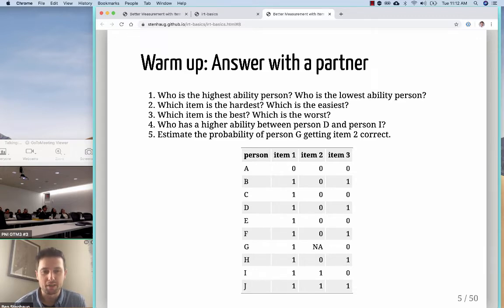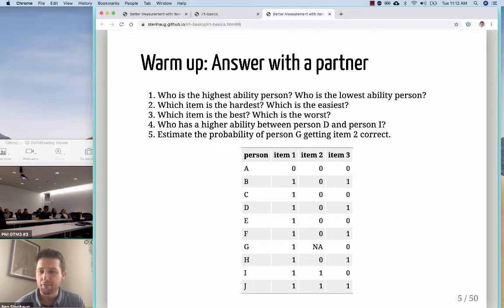Can we make a point the other way? If I'm person D, I'm like, yeah, I got item 2 wrong, but I got item 3 right and you didn't. Why is that less compelling? Because it's less special to get item 3 right. It's easier to get item 3 right because more people got it right. Yeah, that makes sense as a rationale.